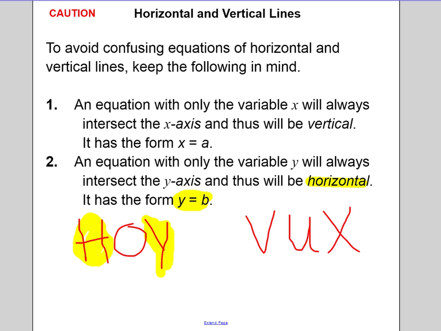The VUX part: V stands for a vertical line. The U means undefined slope, and the X here means that the equation is only going to have an x in it. It's in the form of x equals a.